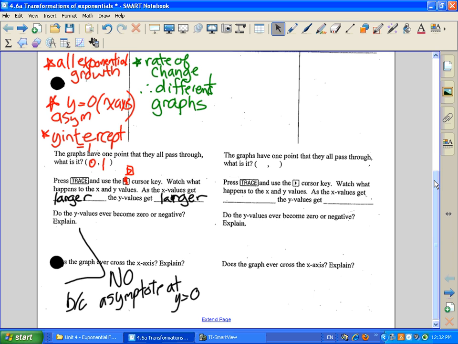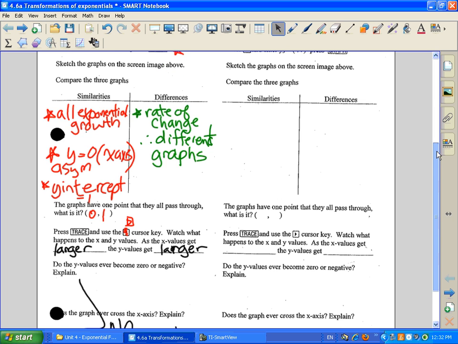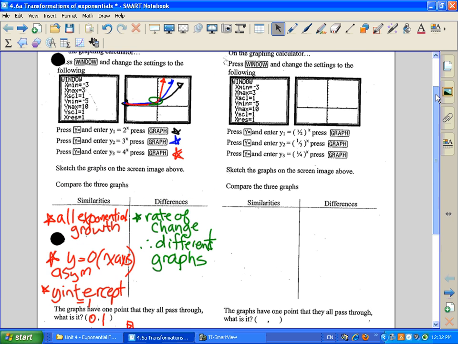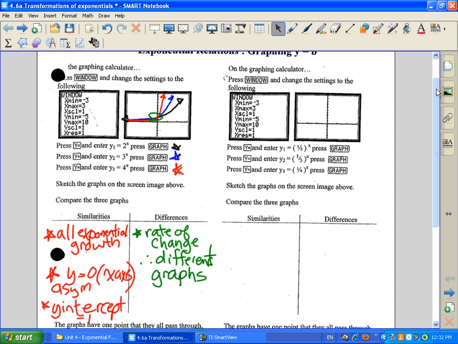Good. Let's do the other half here of the graph. So we're going to move all the way up for the other half of our handout. My apologies. So what we're going to do now is compare three graphs. But what's different now is looking at our bases. We have 1/2, 1/3, and 1/4.